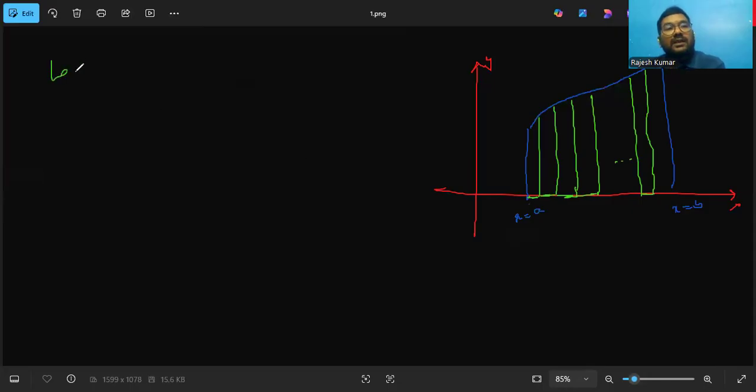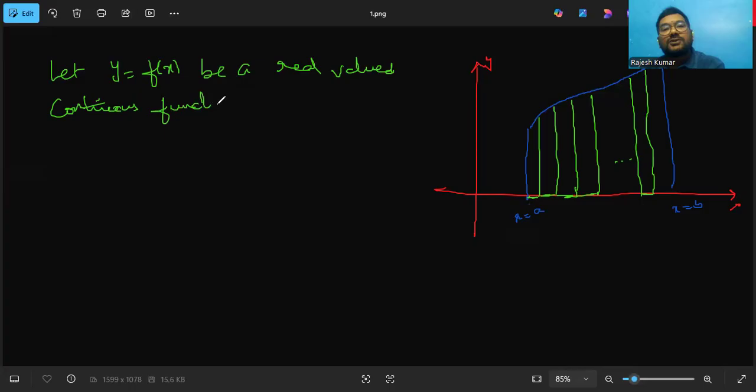Now let y is equal to f of x be a real valued continuous function. When I divide it, I should name the points x0, x1, x2, x3, x4, and so on, up to xn minus 1 and xn. And h is equal to (b minus a) by n. That's the width. This part is called the width.